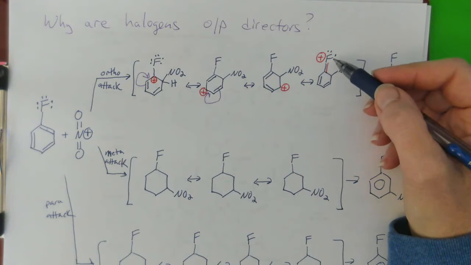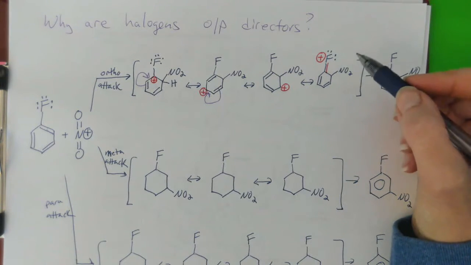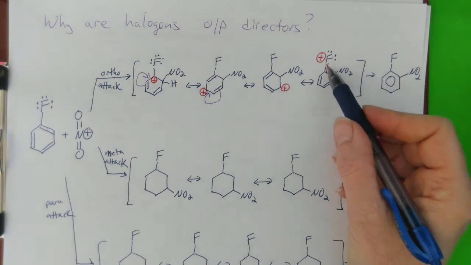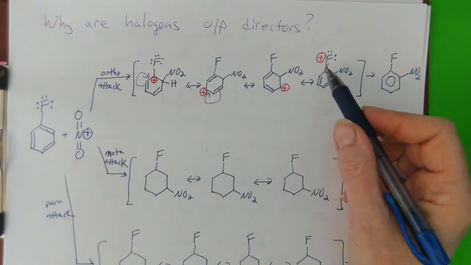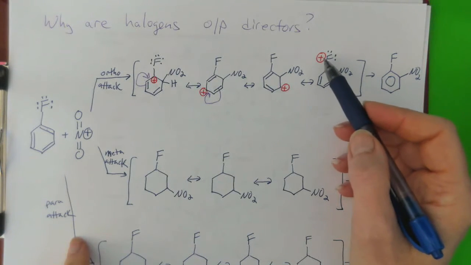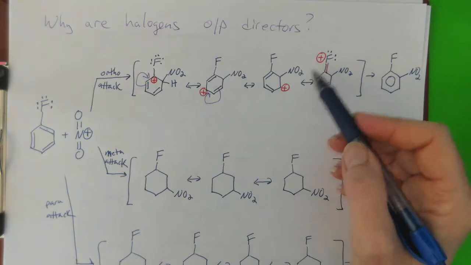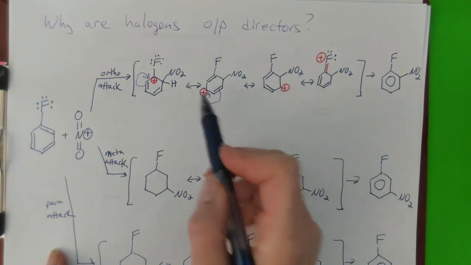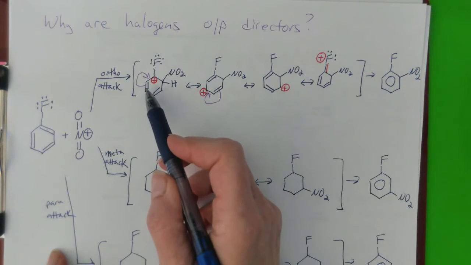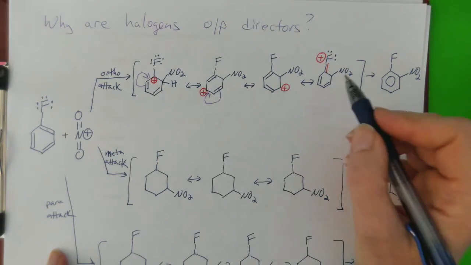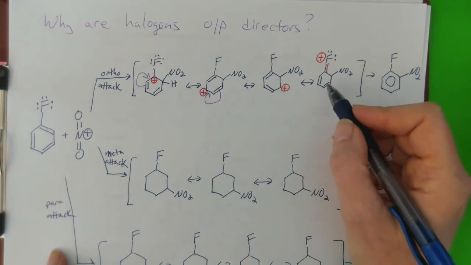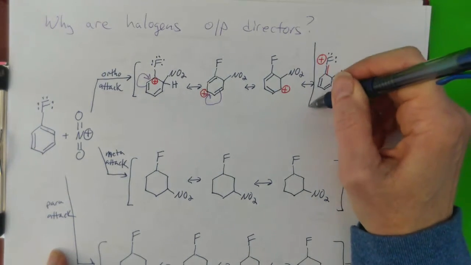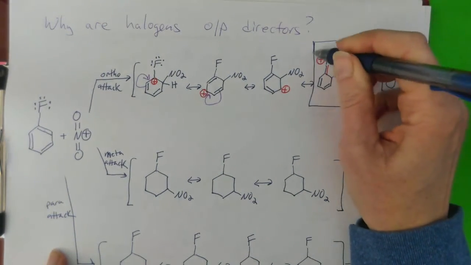So let's evaluate this. Here we have, each atom has an octet, and yes, the fluorine has a +1 charge, but here this carbon has an incomplete octet, right? 6 electrons around it. Same thing here, same thing here. So here every atom has an octet. So remember, there's special stability associated with that.